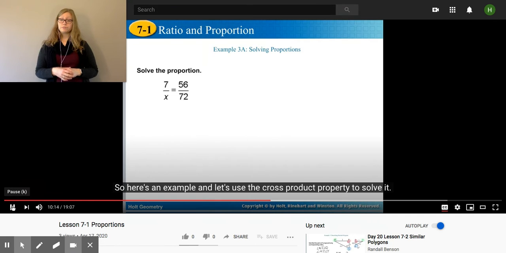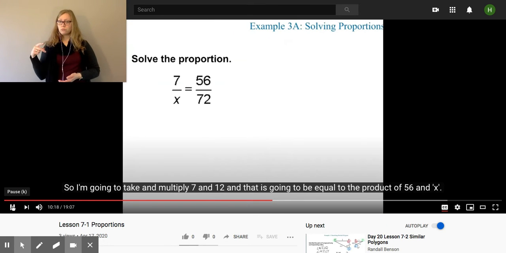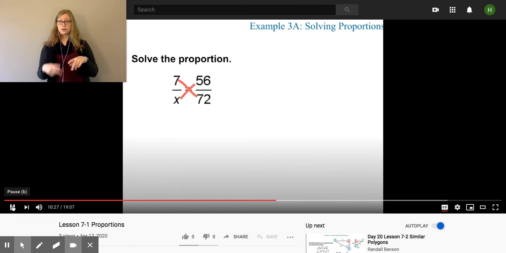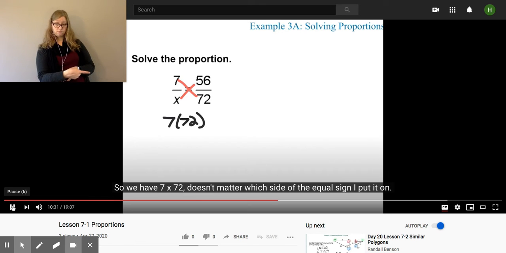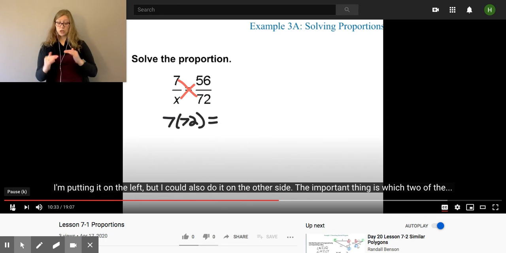So here's an example, and let's use the cross products property to solve it. So I'm going to multiply 7 and 12, and that is going to be equal to the product of 56 and x. So we have 7 times 72. It doesn't matter which side I put the equal sign on. I'm putting it on the left, but I could also do it on the other side.